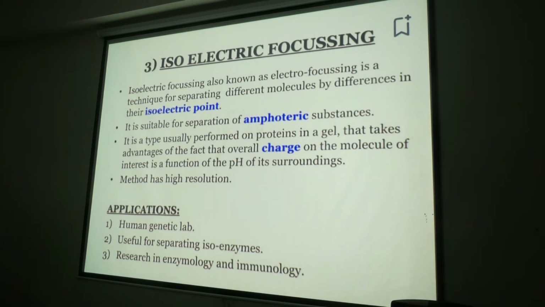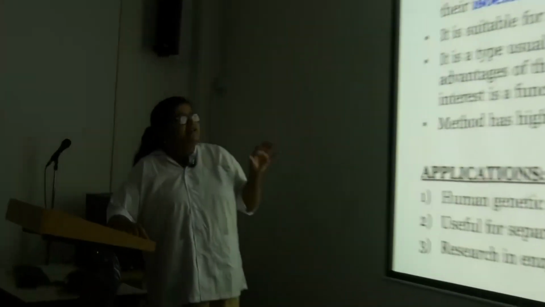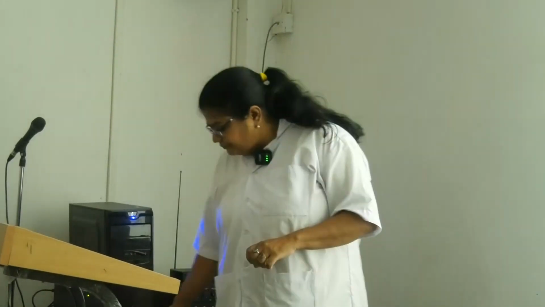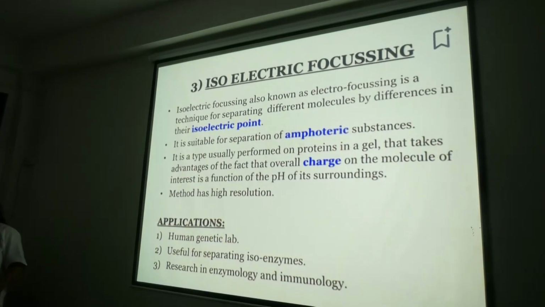It is usually performed for proteins in gel, and it takes advantage of the fact that the overall charge on the molecule of interest is a function of the pH of the surroundings. The method is high resolution because it depends on the isoelectric point, which is very precise for each molecule. Application: human genetic lab, useful for separating isoenzymes, and research in enzymology and immunology.